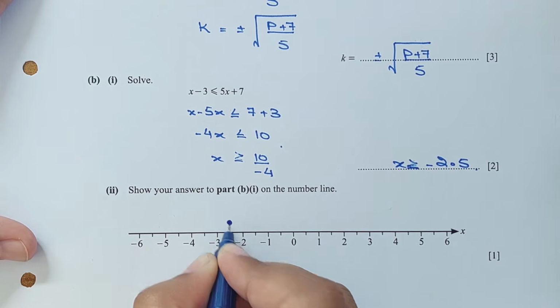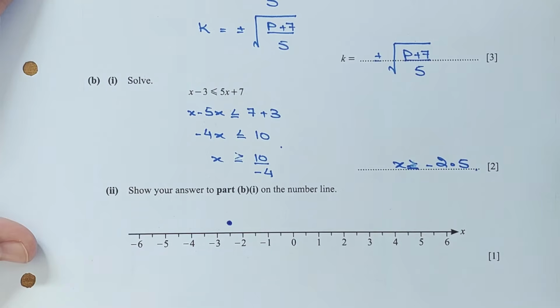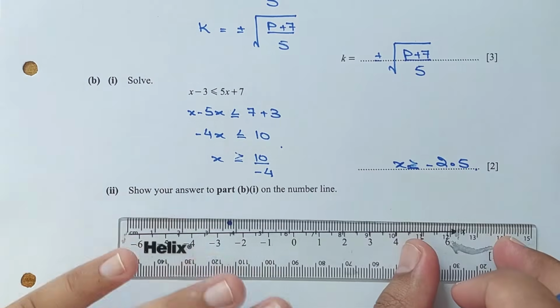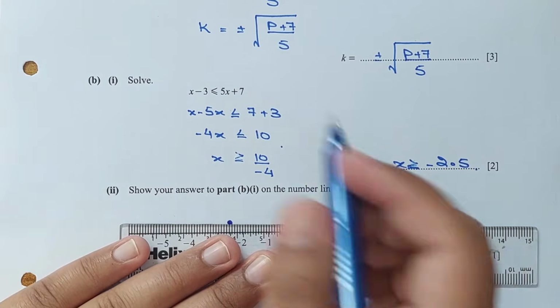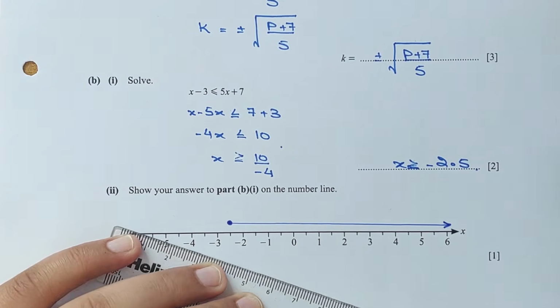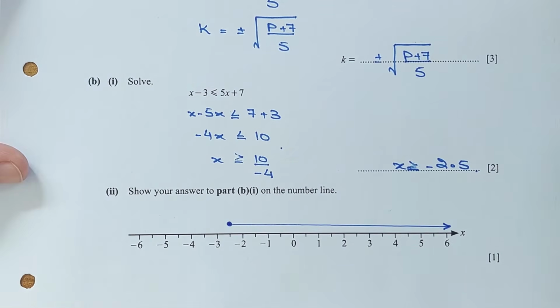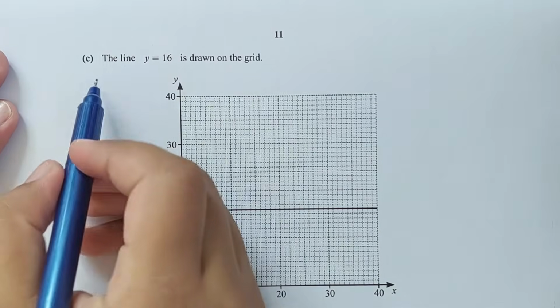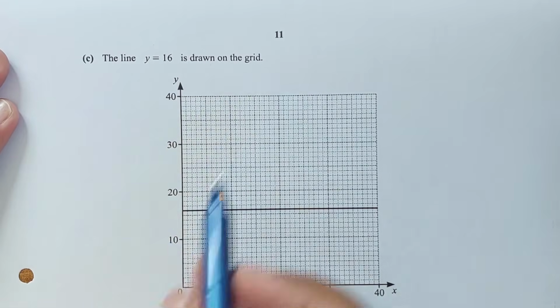Okay, we can say from this point and all the values that are greater than minus 2.5. So we can show this arrow, right? This is on the number line. Now for part C, the line y equals 16 is drawn on the grid.